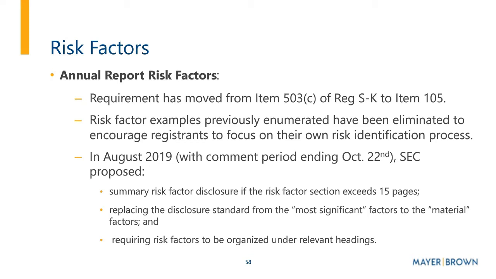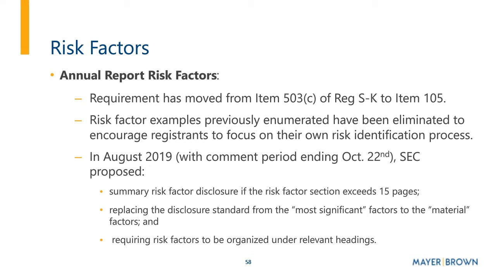In addition, recently in August of this year, the SEC proposed certain amendments to Item 105 in an effort to further discourage disclosure of generic risk factors. And comments to this proposed rule were requested by October 22nd. These amendments would require summary risk factor disclosure to be included if the risk factor section exceeds 15 pages.